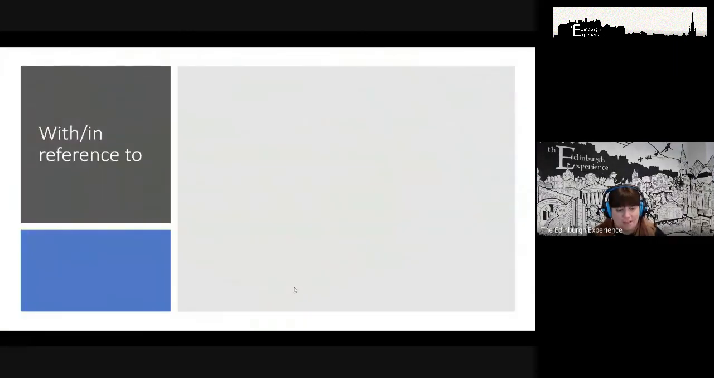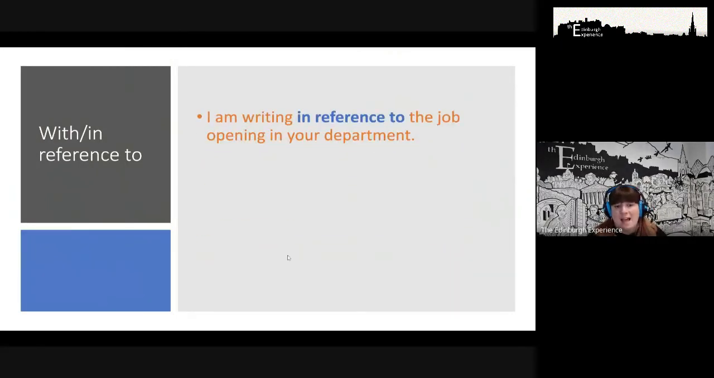Okay, and the last one we're talking about today, guys, with reference to or in reference to. I'm writing in reference to the job opening in your department. Yeah. So here I use this to explain what I am writing or talking about.